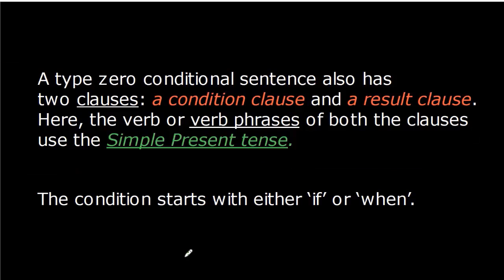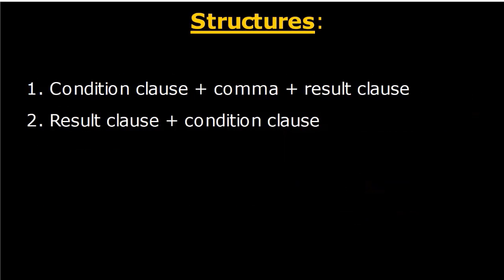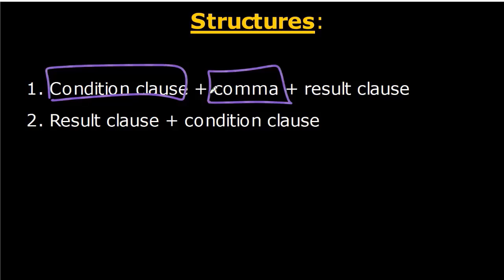Like any other conditional sentence, a type 0 conditional sentence also has two clauses, the condition clause and the result clause. Both the clauses use the simple present tense. The condition either starts with the conjunction if or when, generally if. Now let me show you how to form it. The most common structure uses a condition clause first, starting with if or when, generally if. Then you use a comma. You have to use a comma if the condition comes in the beginning, and then the result clause.